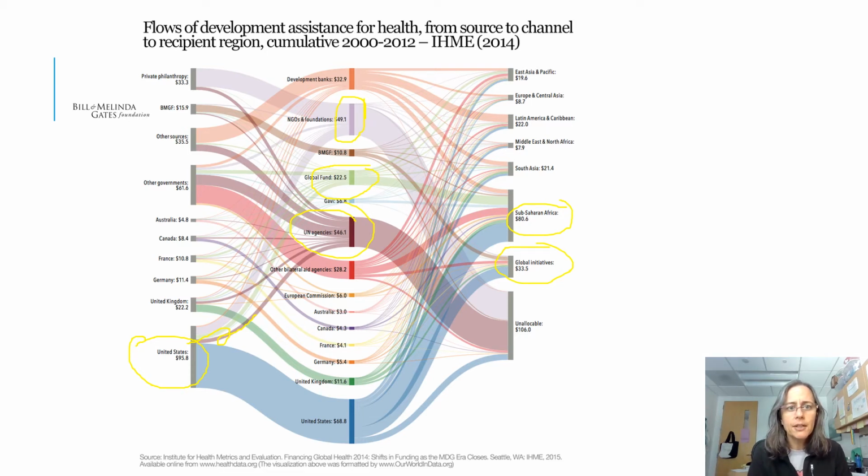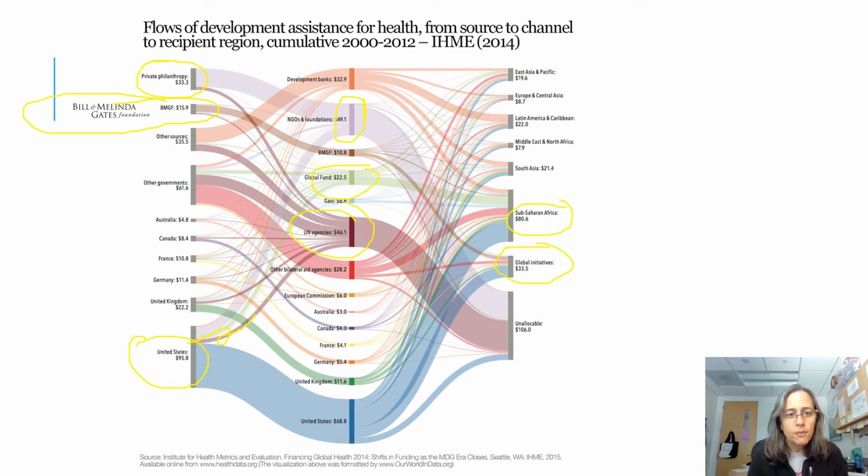But I want to point out here, because it's going to come up again later, private philanthropy, right? So these are rich people that just decide to give money for things, is a sizable part of where global public health funding comes from. BMGF is the Bill and Melinda Gates Foundation, right? So $15.9 billion over the time period measured in this particular study.